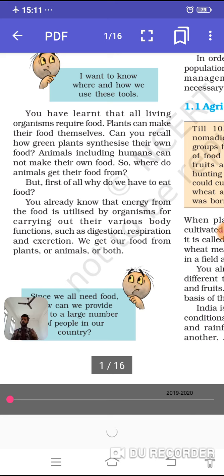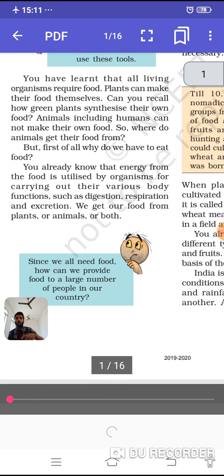And you already know that energy from the food is utilized by the organism for carrying out their various body functions such as digestion, respiration and excretion. We get our food from plants or animals or both. Now, what happened? So, living beings, the animals, organisms utilize or need energy to make themselves fit.